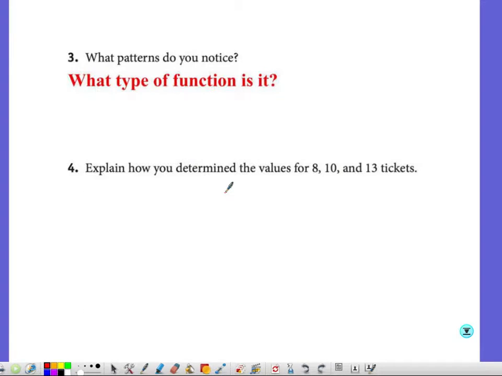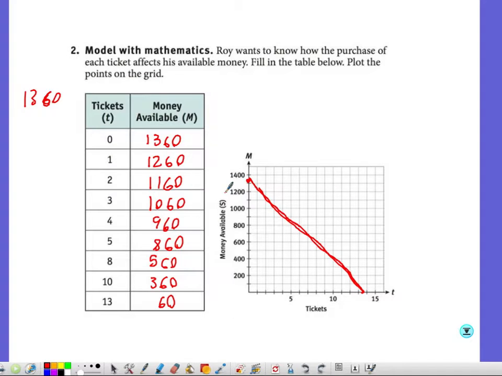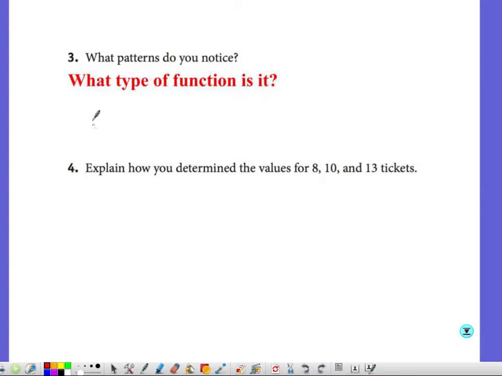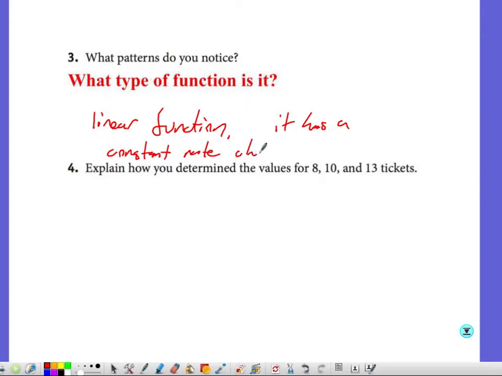Okay, so number 3 basically asks, what type of function is this? Take a look at the function. This is a linear function. And there's something very important about linear functions. Why is a function a linear function? Well, because it has a constant rate of change.